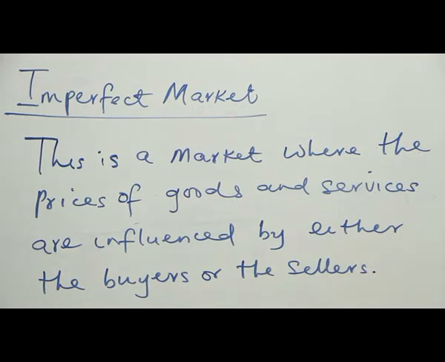That is, as a seller, you can influence the price of the commodity, maybe in order to increase your profit or whatever. And as a buyer, you can also influence it in order to buy at a lower price. So here, prices of goods are influenced either on the side of the producer or seller, or on the side of the consumer or buyer.